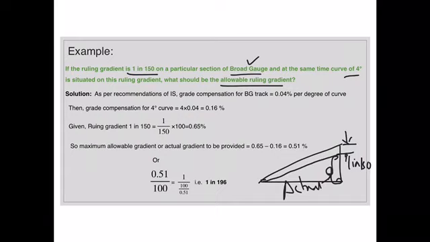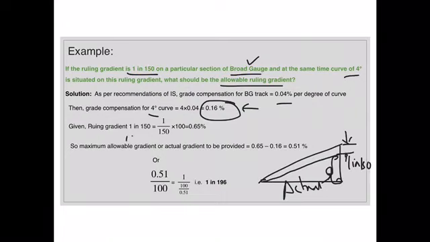For the broad gauge track, the grade needs to be compensated by 0.04 percent per degree. Now we have the curve as 4 degree. So 4 into the prescribed grade compensation: the gradient needs to be reduced by 0.16%. The ruling gradient is given as 1 in 150; convert that into a percentage, because the grade compensation is in terms of percentage.